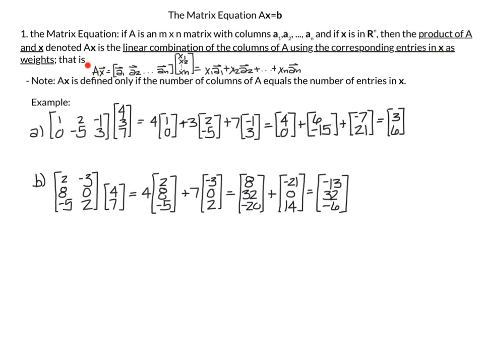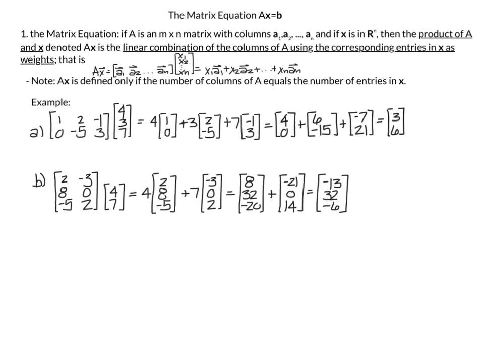That is, our matrix A times x, we write A as our column vectors times our x, is a1 times x1, our vector a2 times x2, up to an times xn. And I've written it here out as a linear combination. You want to note that Ax is defined only if the number of columns of A equals the number of entries in x. We'll take a quick look at that at the end of this slide.